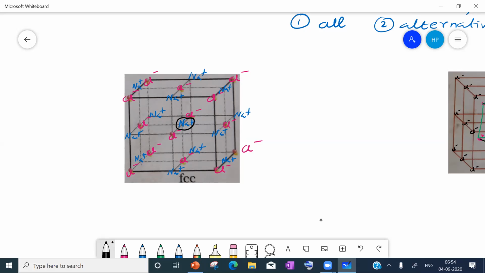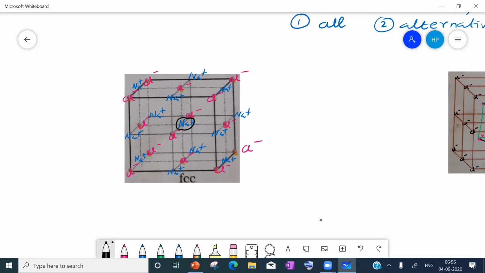Why can't Na+ be there? For Na+, what is the first nearest neighbor in all the three directions? Cl minus. You see right side Cl minus, left side Cl minus, top Cl minus, down Cl minus, back Cl minus, front Cl minus. So for this black-marked Na+, in all three directions, the first nearest neighbor is Cl minus.